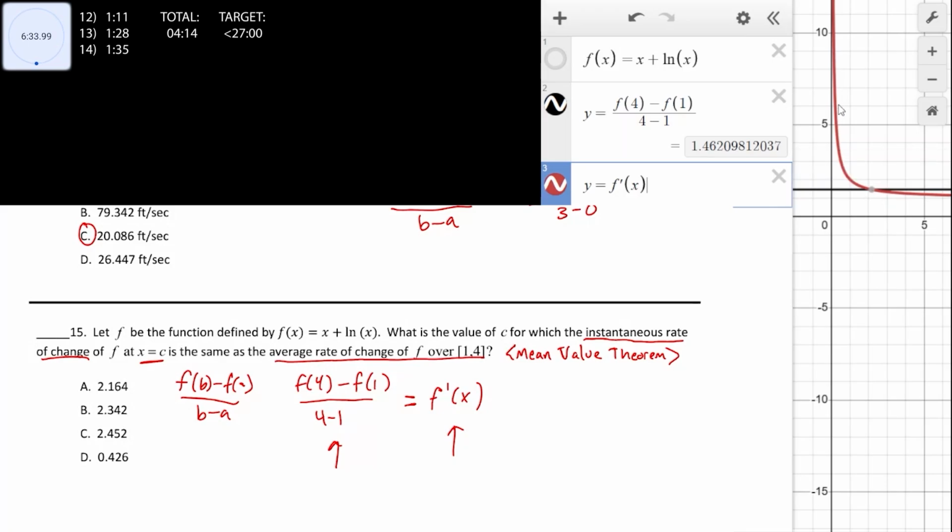So this is the place where the instantaneous rate of change, which is f prime, is equal to the average rate of change, which is f of 4 minus f of 1 over 4 minus 1. That's going to happen right here. It's 2.164, which is choice A.